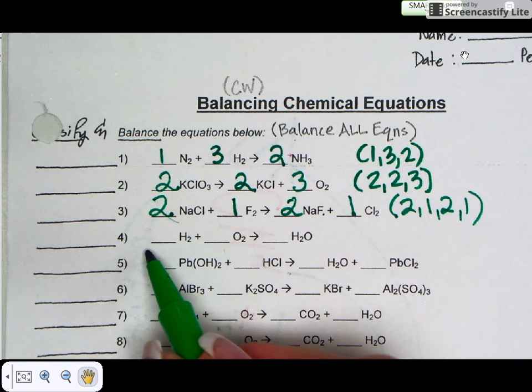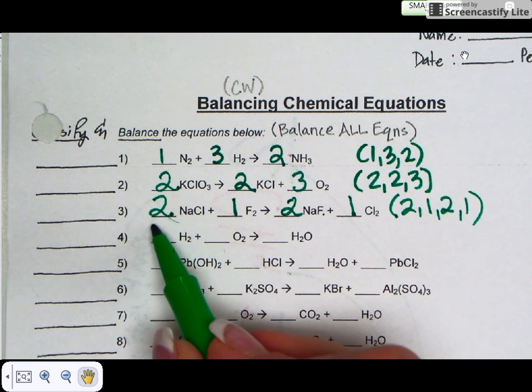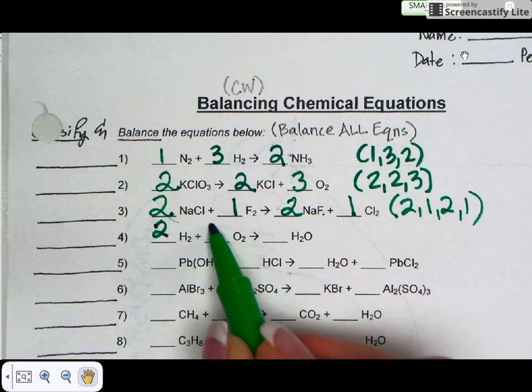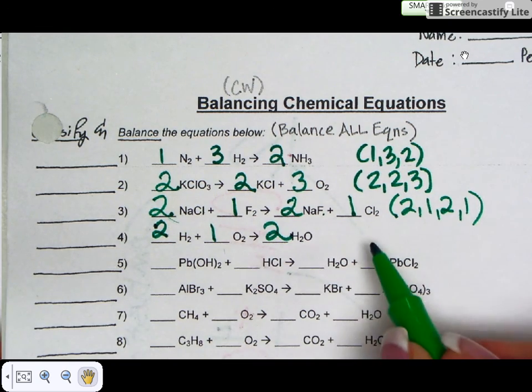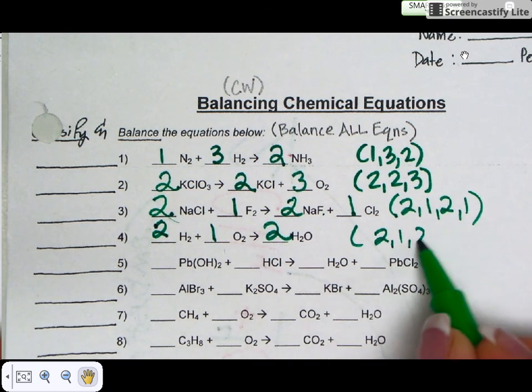I'm going to go ahead and balance number 4. Number 4 can be balanced with a 2, 1, 2. You should have gotten 2, 1, 2 for number 4.